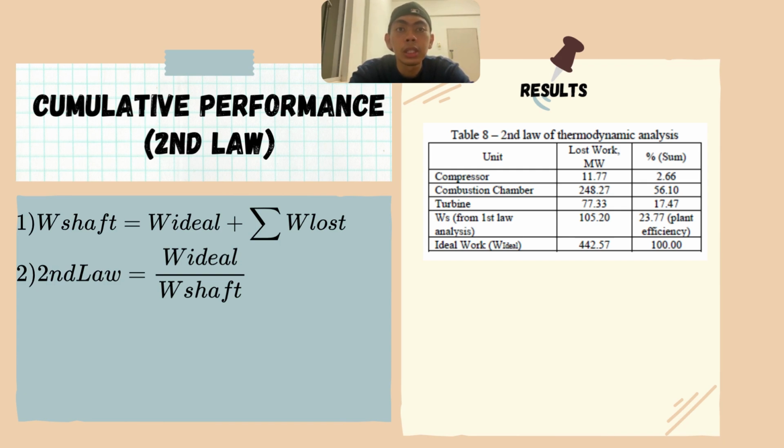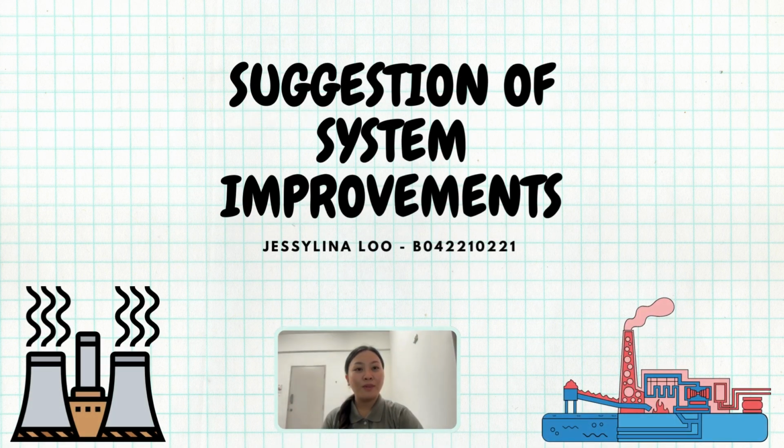From the second law analysis result, it was observed that the combustion chamber unit recorded loss work of 248.3 megawatt, followed by the gas turbine with 77.3 megawatt, while the air compressor recorded 11.8 megawatt, so the most substantial amount of energy destruction occurs in the combustion chamber. And finally, I will be presenting the suggestions for system improvements.